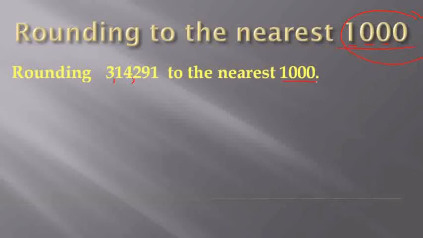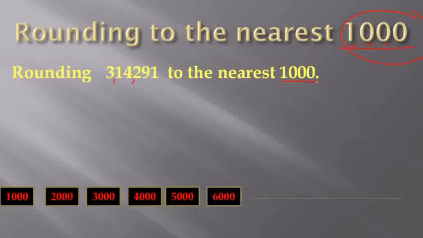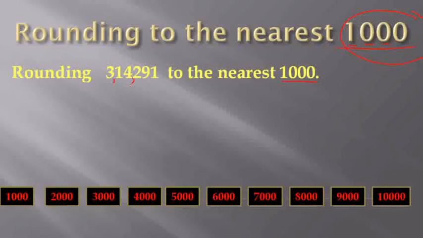So for rounding to the nearest 1000, write the multiples of 1000. So what are the multiples of 1000? 1000, 2000, 3000, 4000, 5000, 6000, 7000, 8000, 9000 and 10,000. Now see, the last four digits, 4291, lie between which two multiples of 1000? It is greater than 4000 and smaller than 5000, so it will lie between 4000 and 5000.